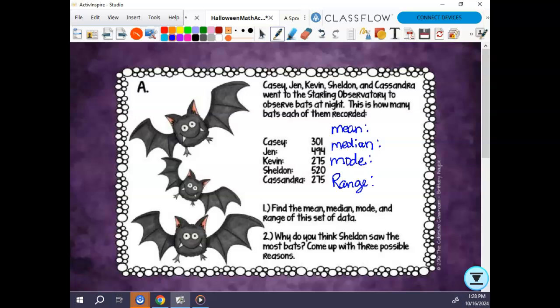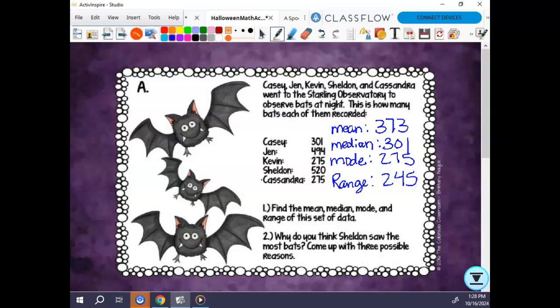Okay, so what did we get for mean? What did y'all get? 373. Do the other groups agree with that? Yes. What did y'all get for median? 301. Do we agree with that? Yes, sure. What did y'all get for mode? 275? And what do we get for range? 245. Good.